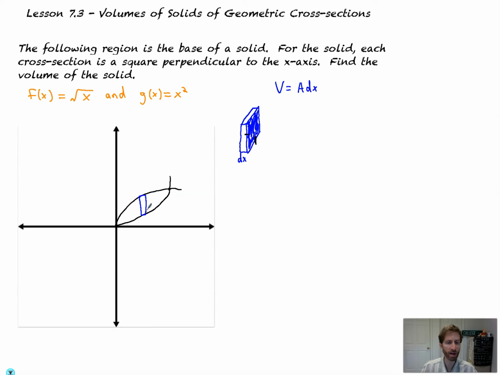Well, this is just the height of the rectangle, which would be this curve minus this curve. So we're going to end up with this height right here. That height is root x minus x squared, or top minus bottom. Now that's the length of this dimension. Since it's a square, this dimension is the same. So what's the area going to be? Well, that's going to be root x minus x squared times root x minus x squared, right? That'll give you the area of the square. Length times width, or base times height, times dx. And those are your three dimensions.